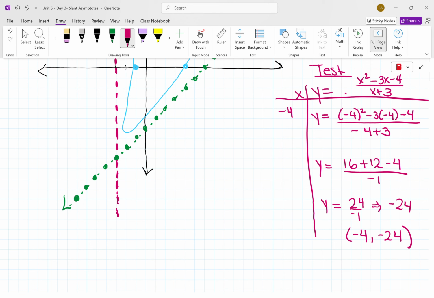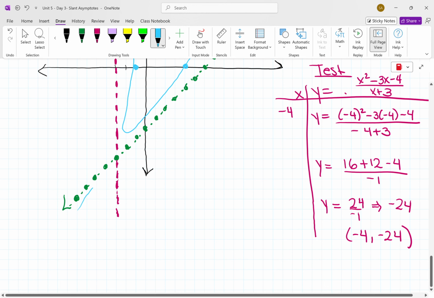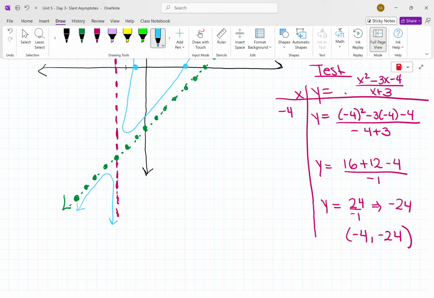I'm obviously not going to plot negative 24, right? But do we agree if we're going negative 4 and then to negative 24, we're down in this area right here between where the 2 intersect? So since I know that the point negative 4, negative 24 is in that area, all I have to do is follow my asymptotes to get an idea of what that looks like.